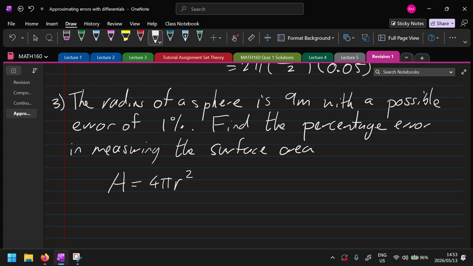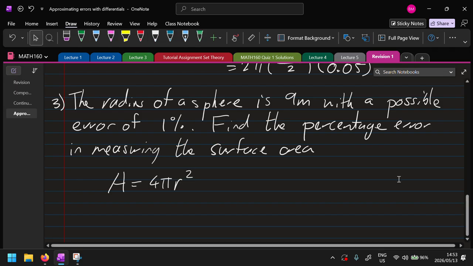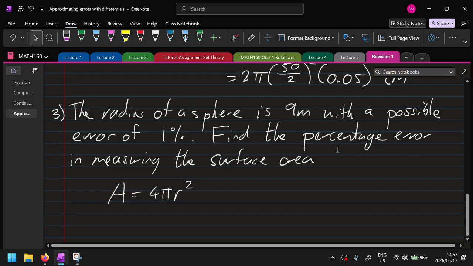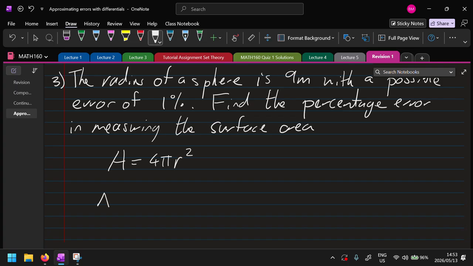Okay, please remember, these will not be given to you. You have to know your volumes and areas and all of that. Okay, you're expected to know that already. Okay, so we want the error in this. So that's delta A. Okay. But we don't want it just like that. We want it as a percentage error.